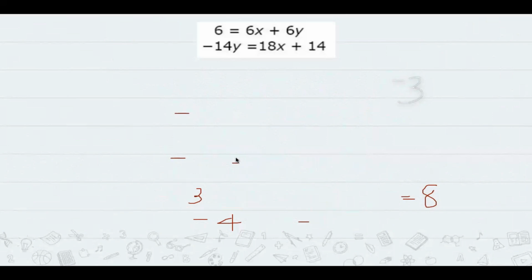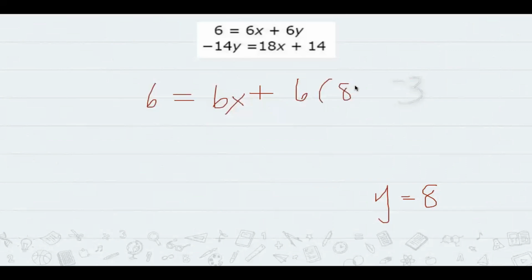So now that we have one of the variables, we can use this variable to plug into either equation. So just for this, I'm going to use the first equation. So 6 equals 6x plus 6y. Instead of y, we're going to substitute the 8. So we'll have 6 equals 6x plus 6 times 8, which will give you 48.